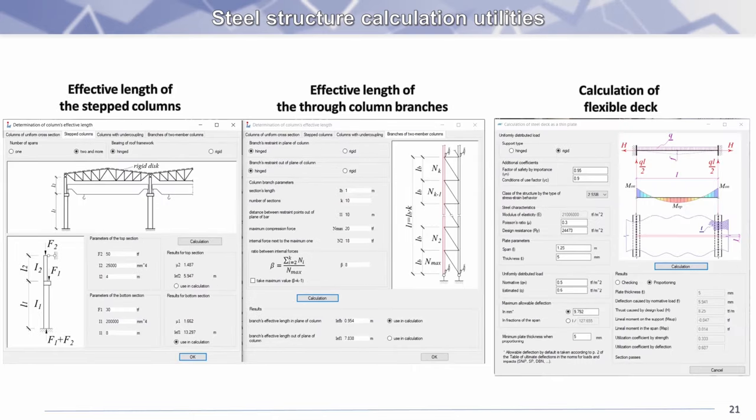This slide shows the utilities for determining the effective length of stepped columns, for determining the effective length of compressed branches of through lattice columns in accordance with the current norms set forth in DBN and SP, as well as for the calculation of bending thin steel deck, which works according to the model of rigid string with hinge support or with rigid embedding of supports.